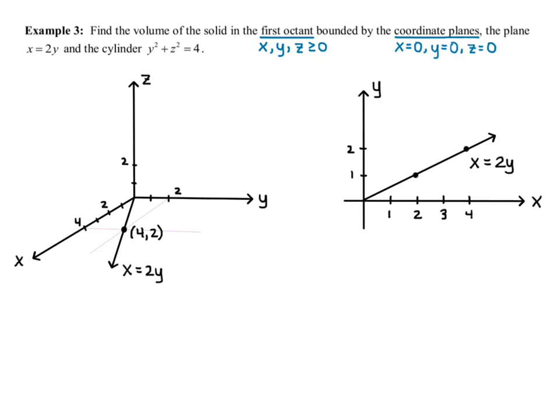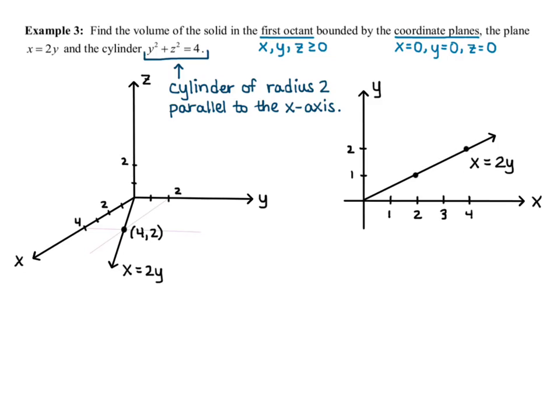Now we need to look at the equation y squared plus z squared equals 4. This is a cylinder of radius 2 parallel to the x-axis, but we only want the portion in the first octant. I graph this on the three-dimensional grid.